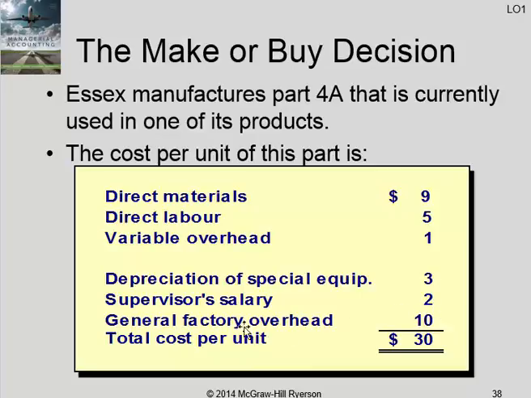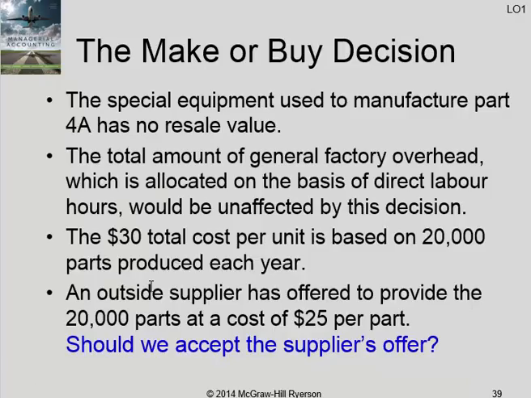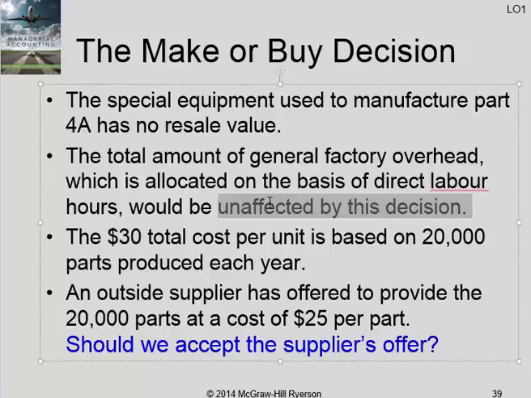And then this old bugbear of general factory overhead, that's a bit of a giveaway that something might not be kosher there. The total amount of general factory overhead, which is allocated on the basis of direct labor hours, will be unaffected by this decision. Okay, so whether we make or buy, that overhead's not going away. It's still there. And the $30 cost per unit is based on 20,000 parts produced each year. Okay, so that's an allocated fixed cost.